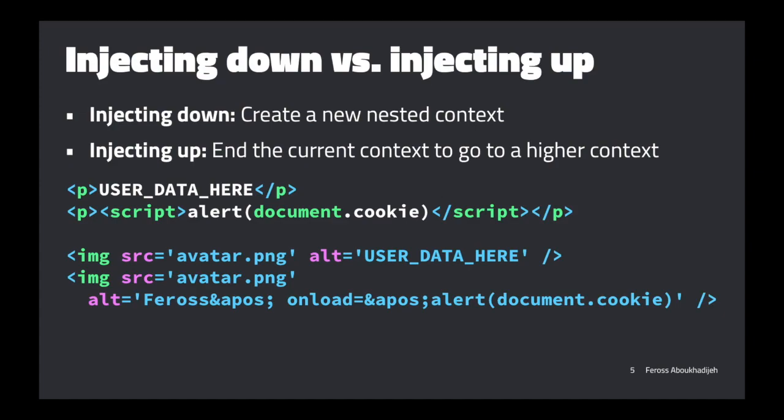So what do I mean by this down and up? Well, remember the DOM is a tree. It's this tree structure of all of the HTML tags on our page. So some tags have other tags in them, which have other tags in them. And so we can go down by adding a new context into a node that wasn't expecting that to happen, or go up, end a context, and go up into a different context.